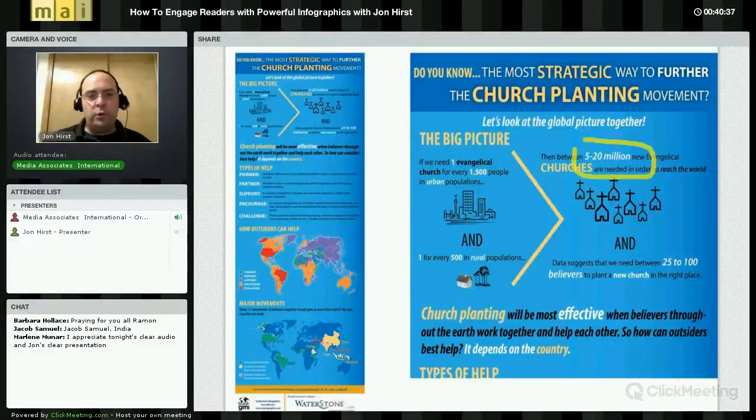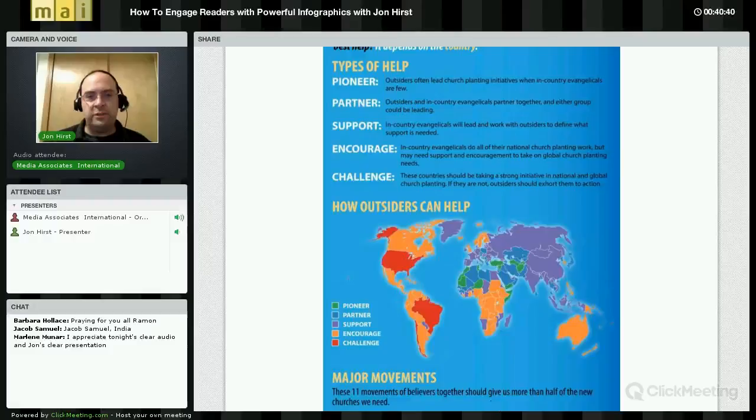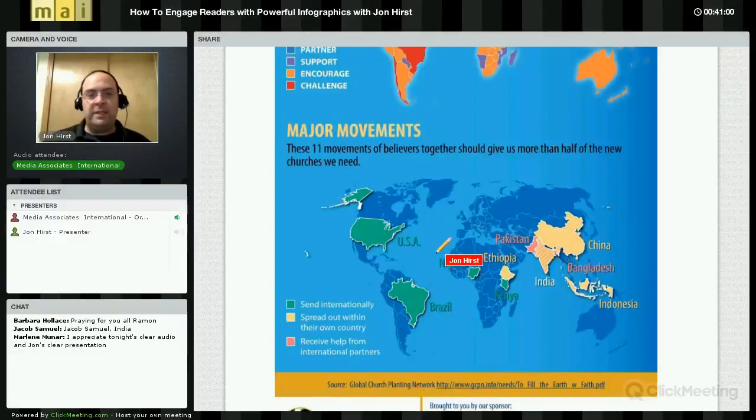So then the question is, so who has what roles in planting those churches? We say these are the different kinds of help: pioneer help, partner help, support, encouragement, and challenging. And then this is the role that each of the countries has in helping move church planting forward. And then in the final section, we say, if these 11 movements of believers did their role that we described above, half of all the churches in the world would be planted.